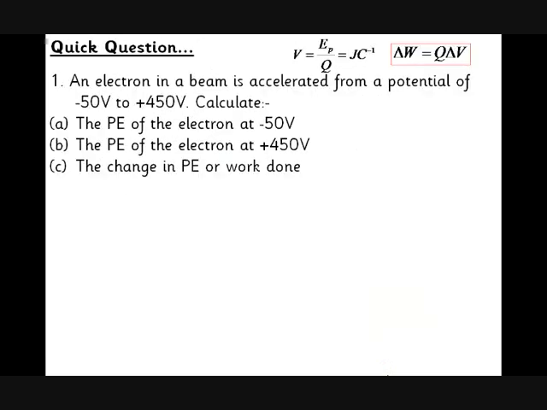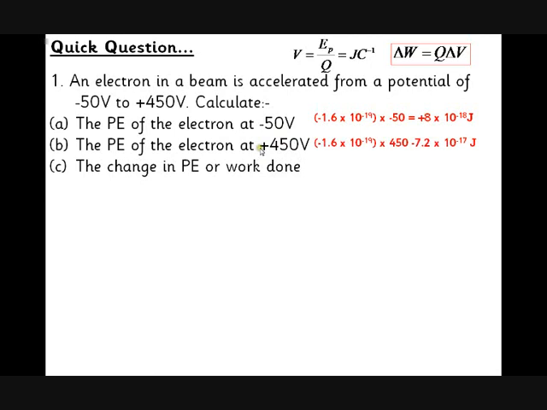A quick question with a little graph on this. This is quite useful, hopefully. An electron in an electron beam is accelerated from a potential of -50 to 450 volts. Calculate the potential energy of the electron at -50. Well, the potential energy at -50 is going to be Q times V. Q is -1.6 times 10 to the -19 multiplied by the voltage -50 gives us a positive energy. So it's got a positive value of energy when it's at the -50 volts plate.